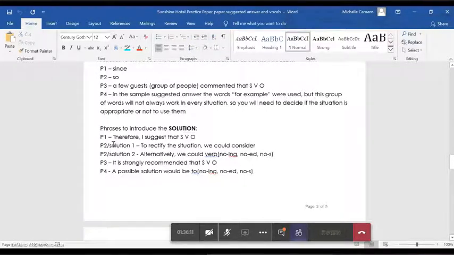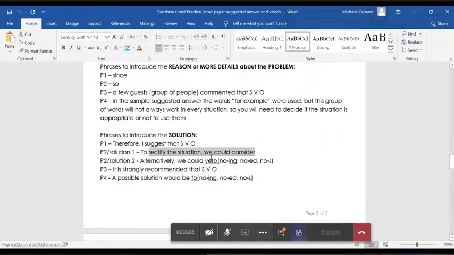For problem 2, remember problem 2 is the one with the 2 solutions. You can say, "To rectify the situation, we could consider," and then continue with your sentence, or "alternatively, we could" plus a verb, no -ing, no -ed, no -s. All right, so let's look at this one. "To rectify the situation, we could consider." What else did they put?